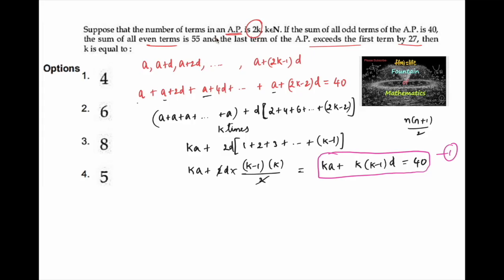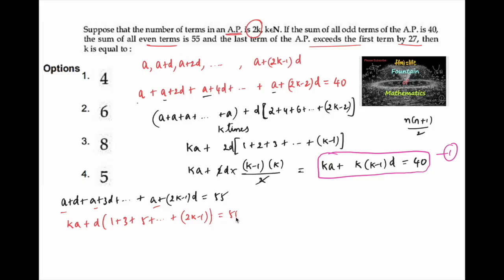And similarly, the sum of all even terms, meaning the second term, that is a plus d, next a plus 3d, and so on up to a plus (2k minus 1)d, that is the last term, which is equal to 55. So here a is also occurring k times, so we can write k times a, and with d taken common, we have 1 plus 3 plus 5 and so on up to 2k minus 1, that is k odd numbers, which is equal to 55.